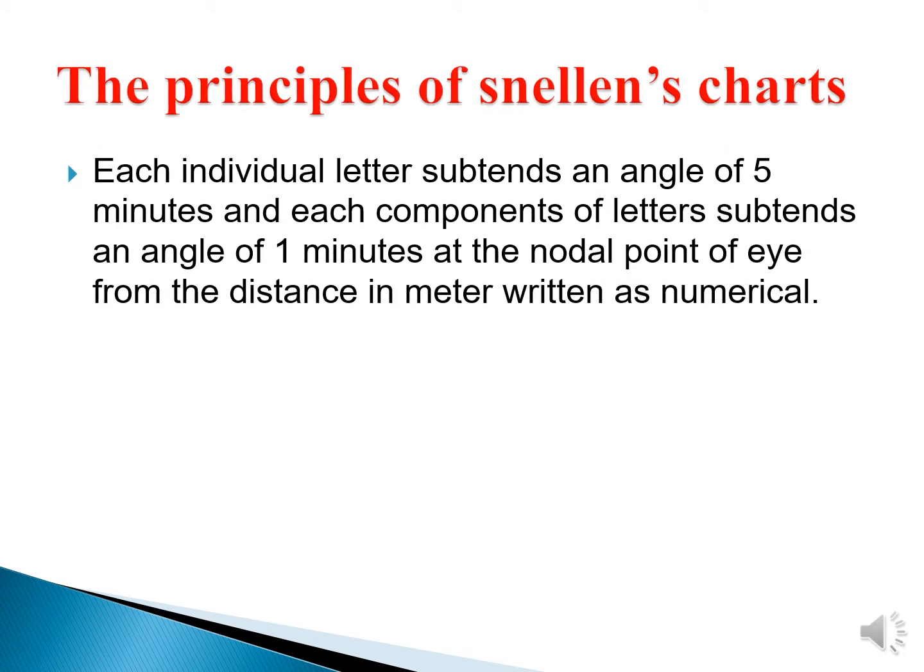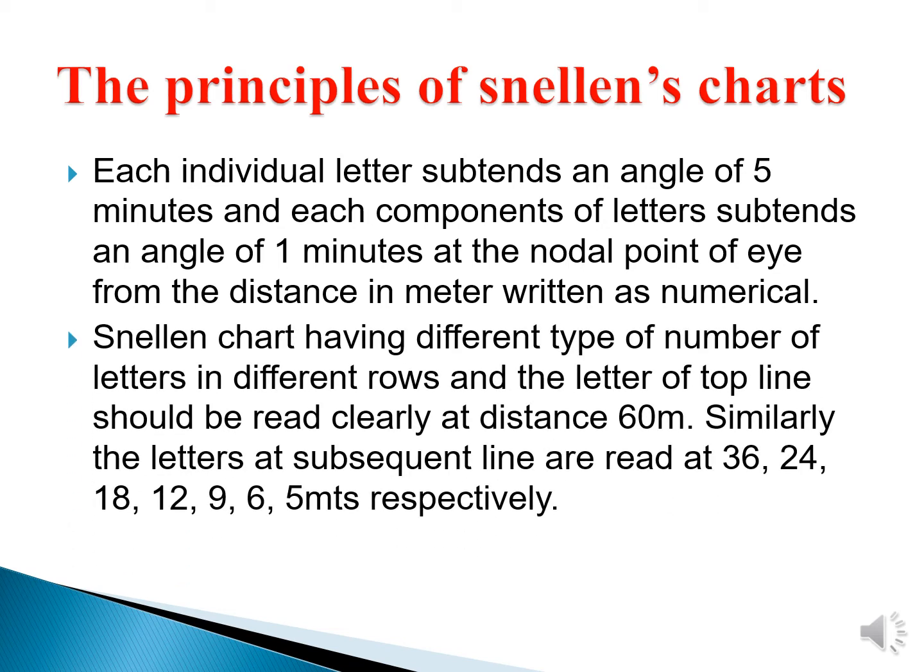The principle of Snellen chart: each individual letter subtends an angle of 5 minutes and each component of the letter subtends an angle of 1 minute at the nodal point of the eye from the distance in meters written as numerical. Second, Snellen chart has different numbers of letters in different rows and the letter of the top line should be read clearly at a distance of 60 meters. Similarly, the letters at subsequent lines are read at 36, 24, 18, 12, 9 and 6 meters respectively.